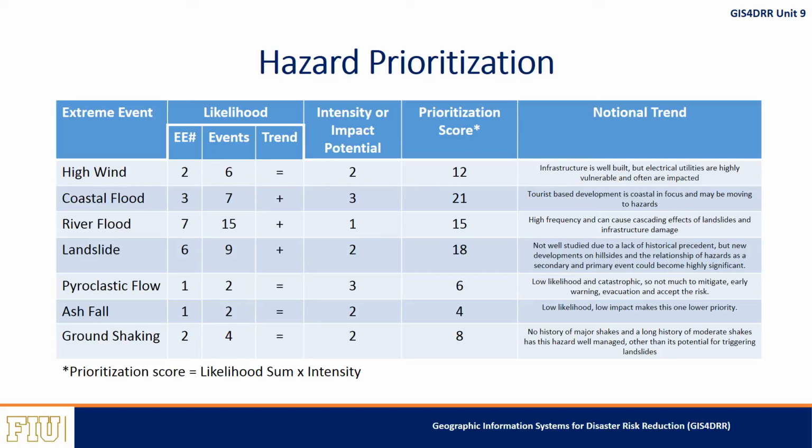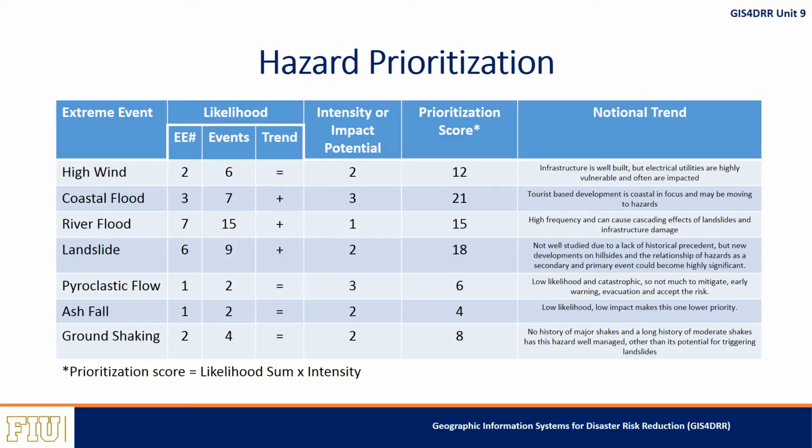So if we look at the intensity of impact potential, we get some indication of the potential level of impact. But then if we look at prioritization score, where we multiply the likelihood of events by the intensity, we come up with a number that can be used to help prioritize our actions, our decision. So in this case, we've got a lot of river floods, but not a lot of intensity, but enough to concern ourselves, especially the way they're trending.